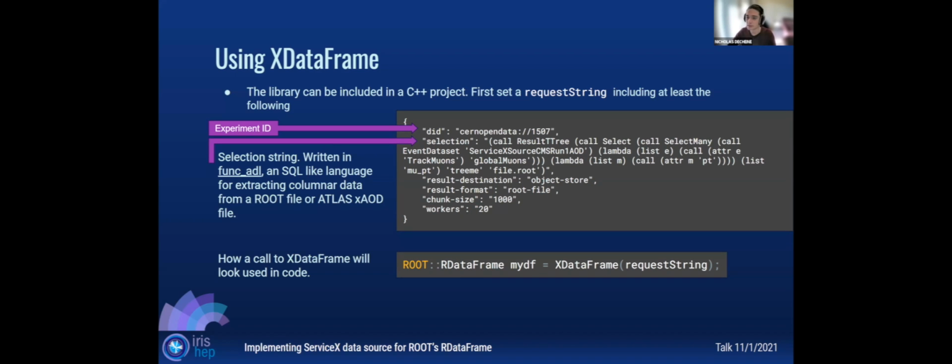I think Gordon explained it before. I don't personally know a bunch about it, but it's a language with which you can extract columnar data from a ROOT file. So it's basically how you want the data transformed when you receive it. And how it'll look in actual code is just like this: you get an RDataFrame, you name the variable, and then you call XDataFrame with that request string, and you're ready to go with your RDataFrame once it returns.